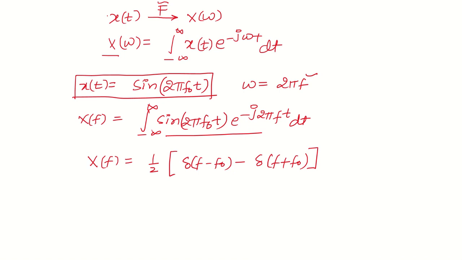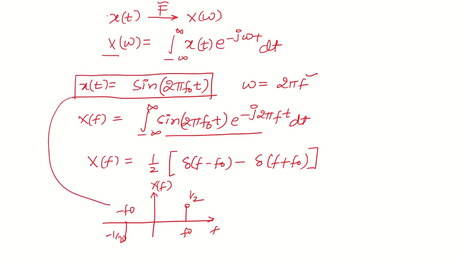So if we draw the magnitude spectrum of this X of f, we will get two frequencies. One is at f naught, which has magnitude 1 by 2, and one is at minus f naught, having magnitude minus 1 by 2. So this is the spectrum, the frequency versus amplitude graph, of this x of t, which is your sinusoidal signal.